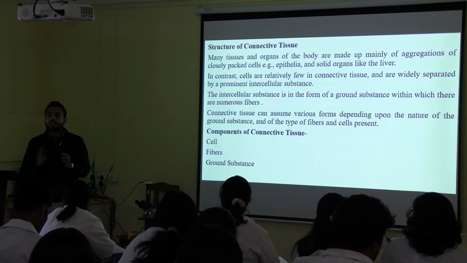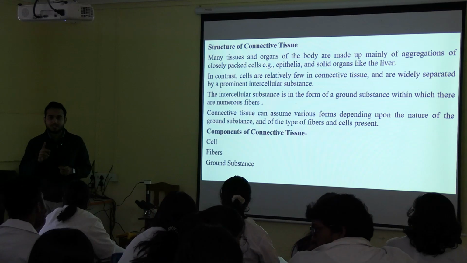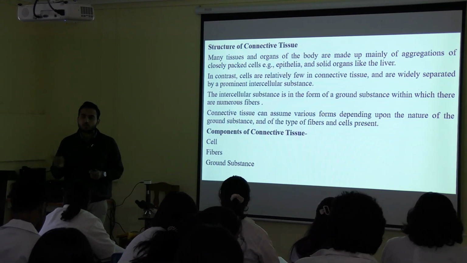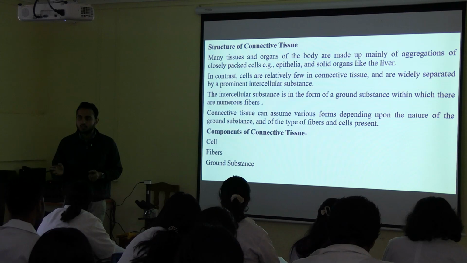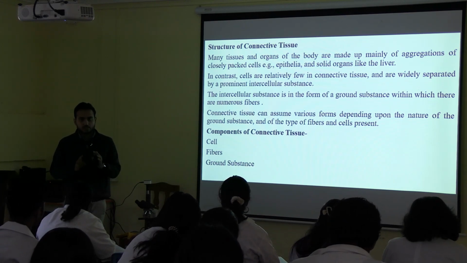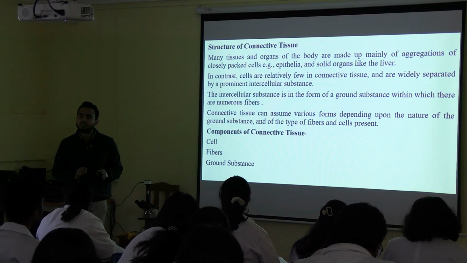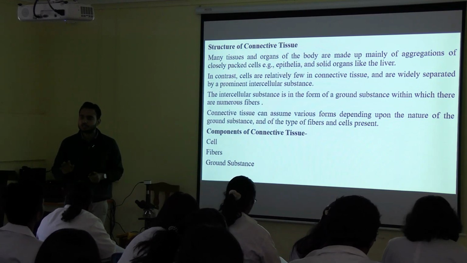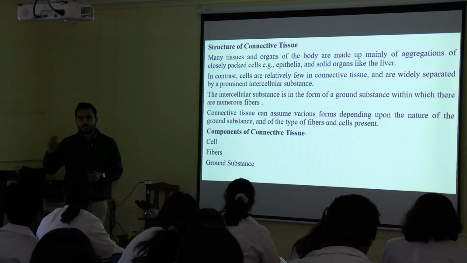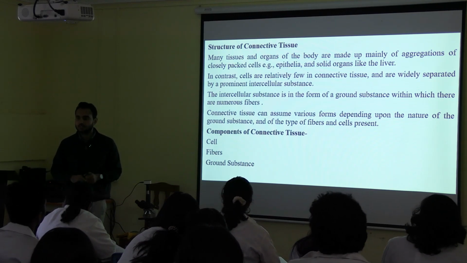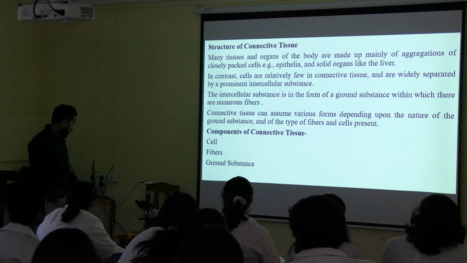Now what we'll do, we'll categorize them. Mainly two types of cells are there. One is the fixed cell, another is the free cell, also called the wandering cell. Fixed cell means they are fixed, permanent. That means permanently they are present in the connective tissue. Free cells means they are not part and parcel of the connective tissue. They come from the blood stream and then go into the connective tissue. So these are the free cells.